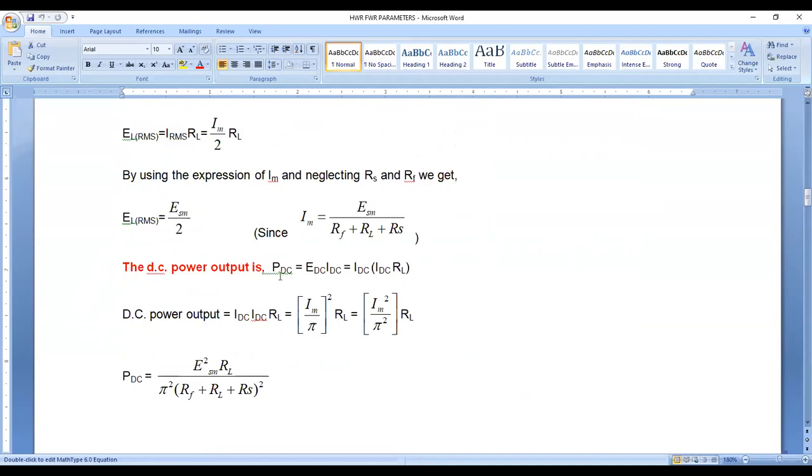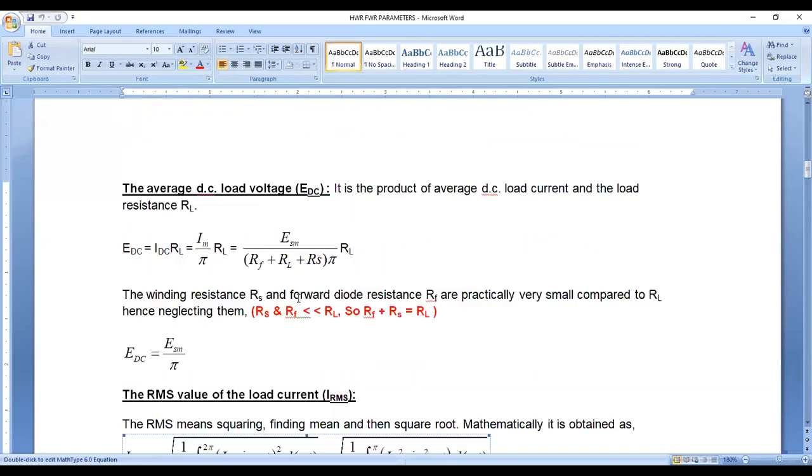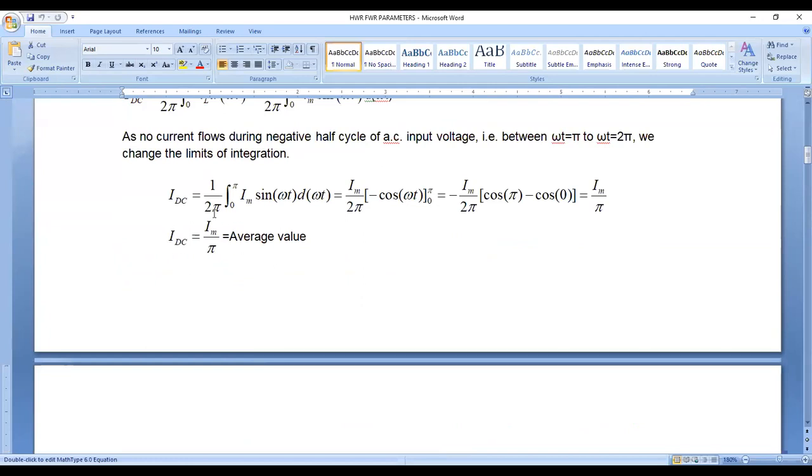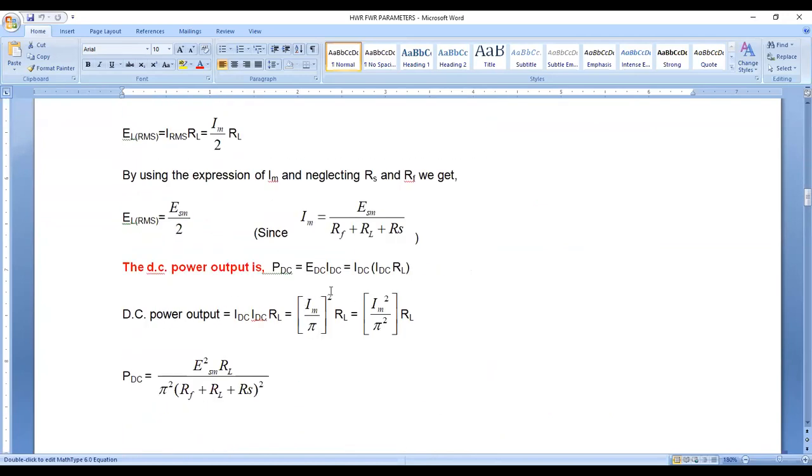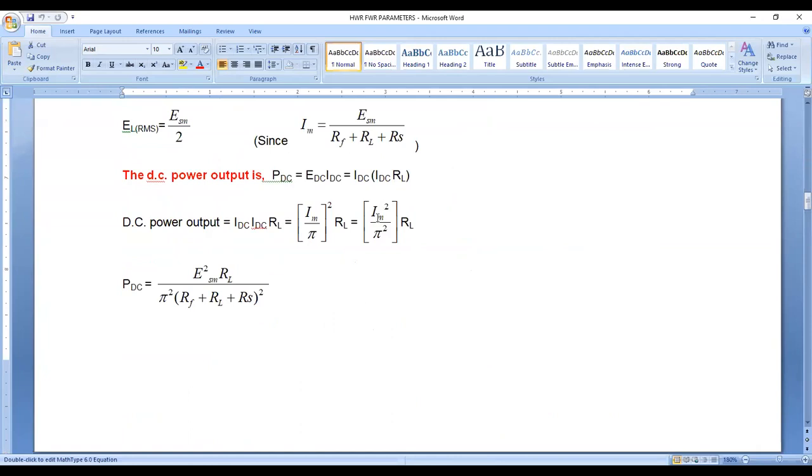And after that, DC power. The equation for power is EDC into IDC. I can write this EDC as IDC into RL. V is equal to I into R. It will become I into R. Now it is I square into RL. Here, IDC is Im by pi. Previously, I got IDC as Im by pi. Just I'm going to substitute here: Im by pi whole square into RL. Now instead of Im, again substitute ESM by RF plus RL plus RS. Now this is the equation for output power: ESM square RL by pi square into RF plus RL plus RS whole square. Okay. This is PDC.